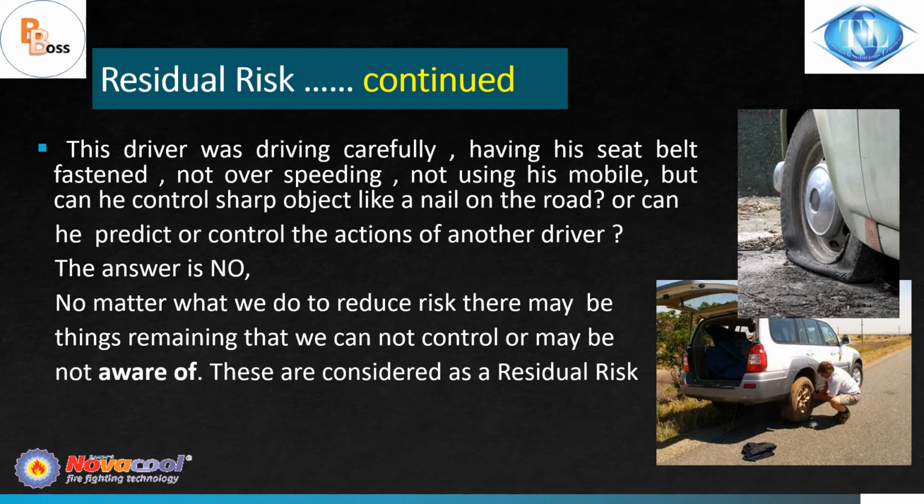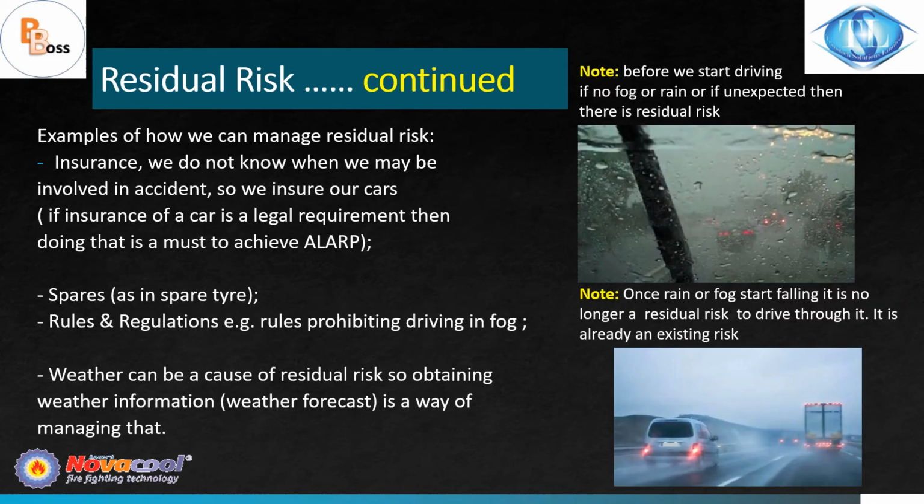So in this case, we can say no matter what we do to reduce risk, there may always be something remaining that we cannot control, like that sharp nail on the road, like the action taken by another driver, like weather, for example. All these are considered residual risk. But what can we do for them, just accept them? Of course not. We can do a few things to balance, or we can still reduce the residual risk, of course, if we know about it.